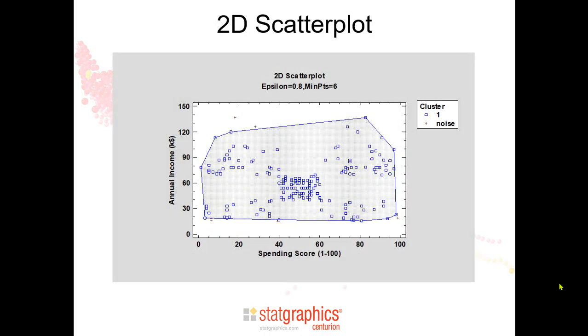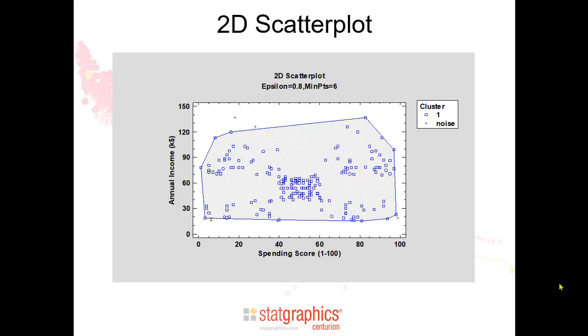Unfortunately, if you use those suggested starting values, you get a fairly uninteresting result. It puts all of the observations except for 6 into a single cluster. The other 6 points are identified as noise.